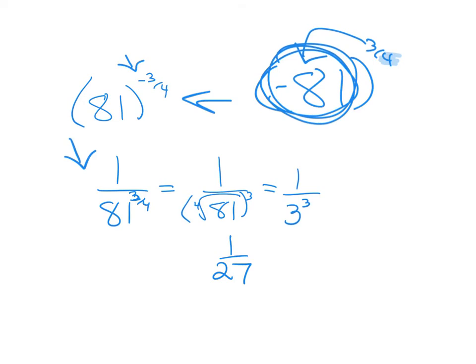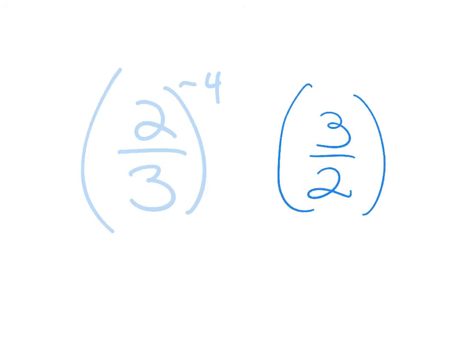Let me show you one more example. I have 2/3 raised to the negative 4th power. Again, think reciprocal. 3 over 2. Make the exponent positive. And then you would do 3 to the 4th, which is 81. 2 to the 4th, which is 16.